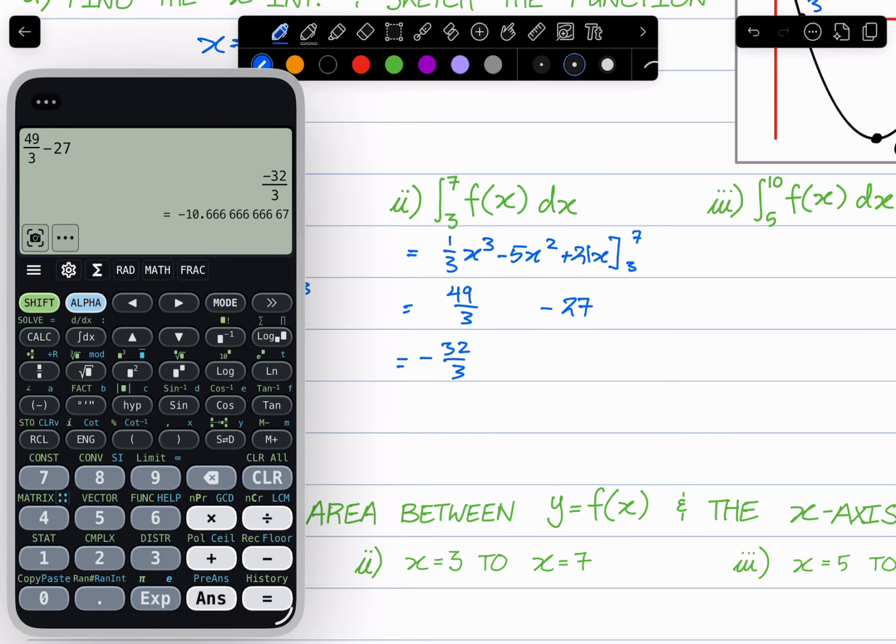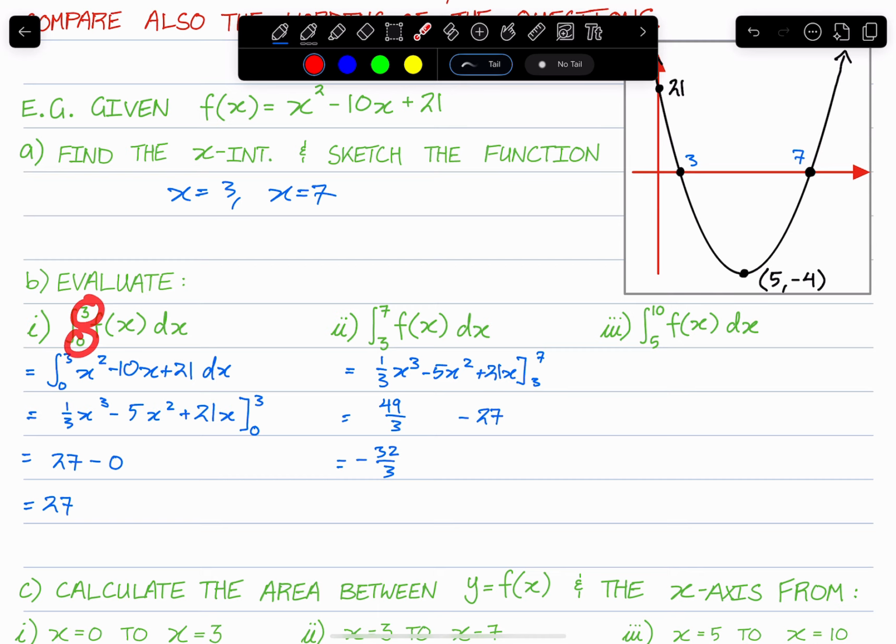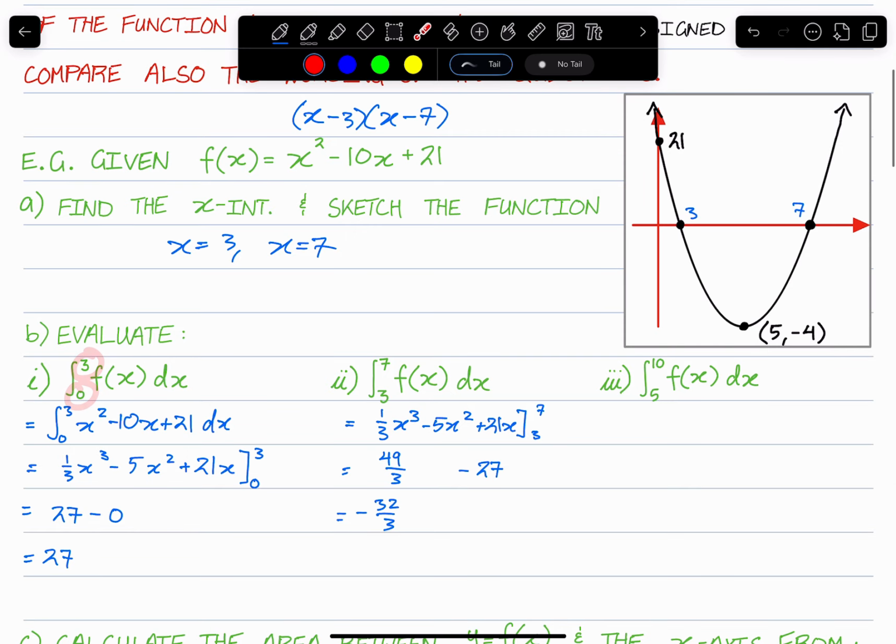32 on 3, which, looking at our graph, from 0 to 3, that makes sense why it's positive, because we have this above the x-axis. From 3 till 7, we can see that this is all below the x-axis, hence why we get this negative.